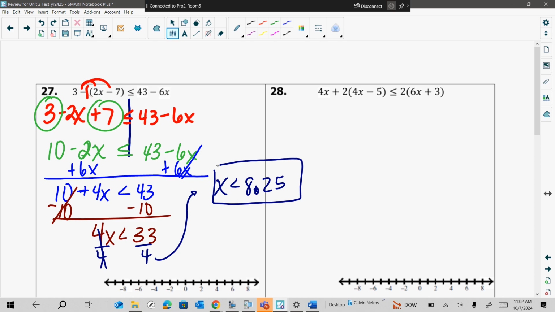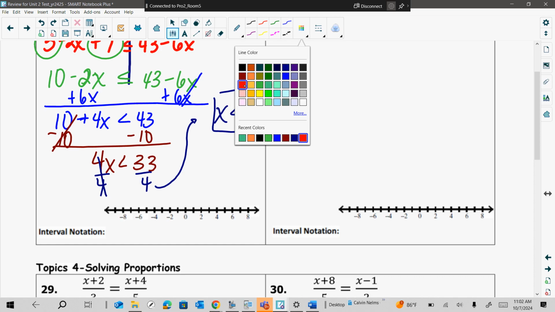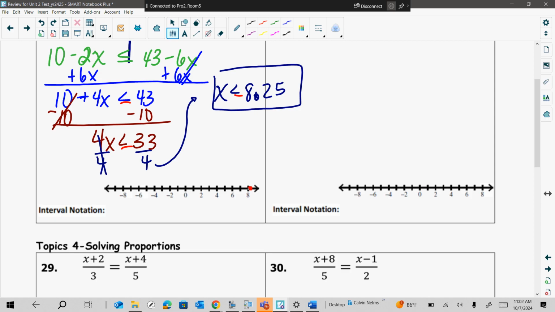All right, so 8.25 is a little greater than 8. So what I'm graphing, I'm putting a circle, sorry, it's less than or equal to, so a closed circle right above the 8, kind of on the hash but a little bit above, and then pointing to the left, because it was less than. So negative infinity, comma 8.25 bracket.